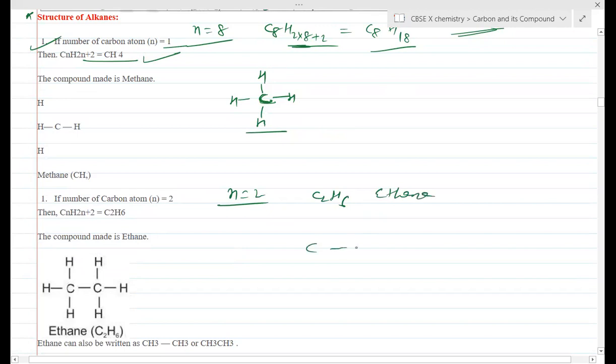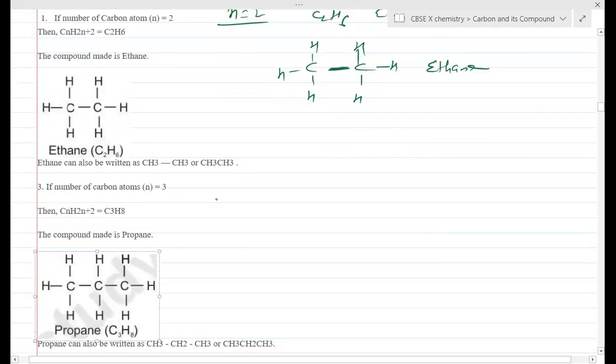So write 2 carbon atoms, put a single bond between them. Okay, this is a single bond only, and fulfill the tetravalency. With this carbon you see 1, 2, 3, 4. With this you see 1, 2, 3, 4. So 1, 2, 3, 4, 5, 6 hydrogens. So this is nothing but ethane. Am I clear?